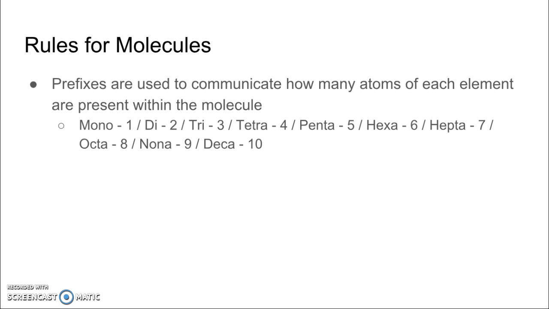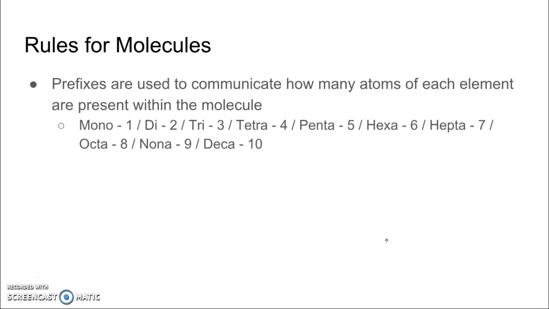Octa will be a little bit easier for us to remember because octopus has 8 legs. Octa means 8. Nona looks a lot like 9 to me because if you replace the O with an I and the A with an E, it spells out 9. So nona is 9. And then deca. Deca we see in the word decade. So 10 years, deca means 10.